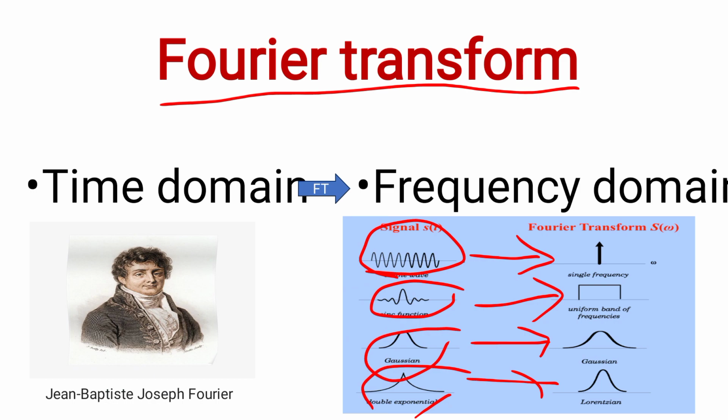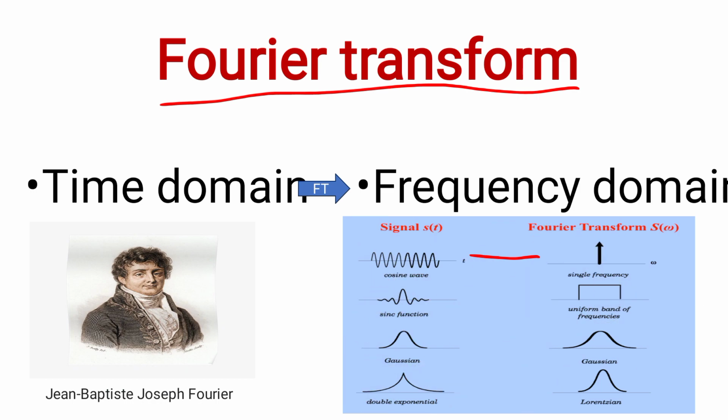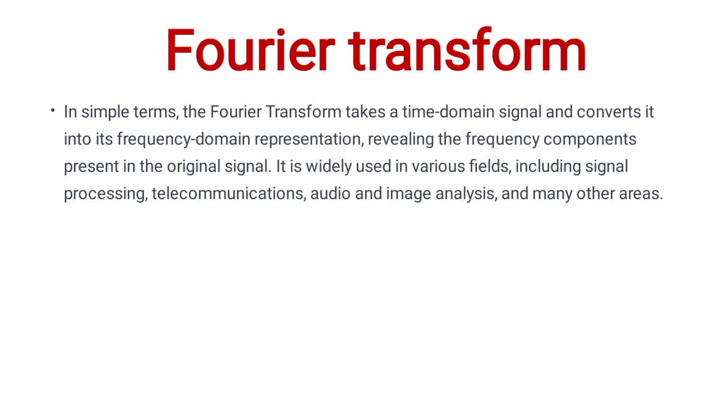Here one more thing we have to observe: in the time domain signal, the reference axis, the x-axis, is time, that is t, whereas in the Fourier transformed signal, after transforming our time domain signal into the frequency domain, the x-axis is omega or f. Omega is nothing but frequency in terms of radians, and f is frequency in terms of hertz. Okay, let's see a few more points.